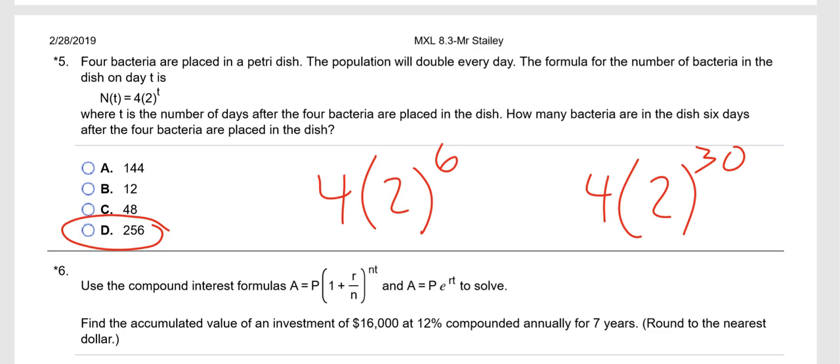429,496,7296. What was it? 429. 496. 7296. I always like to write them out and put my commas in because I won't know. 4 billion. You're right. Takes 30 days to reach 4 billion.